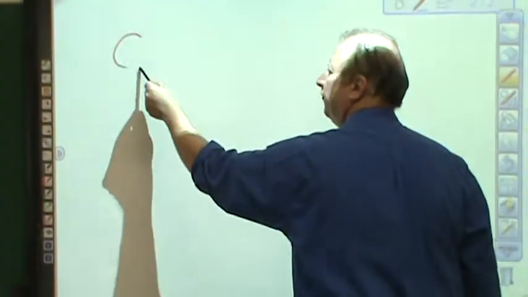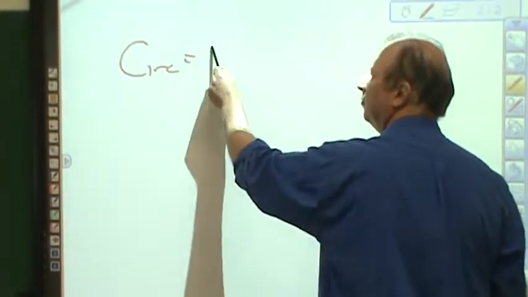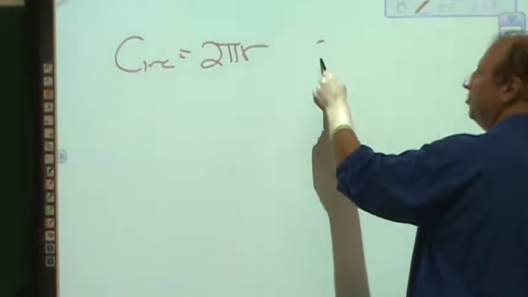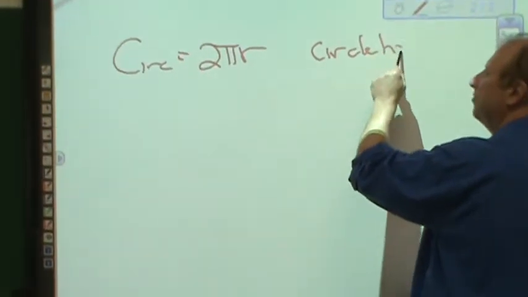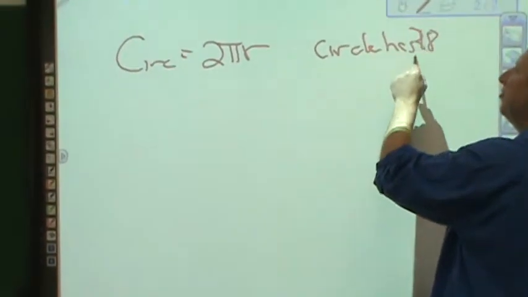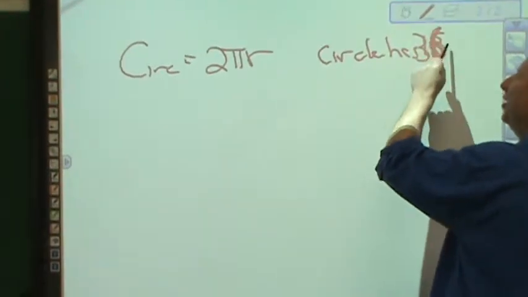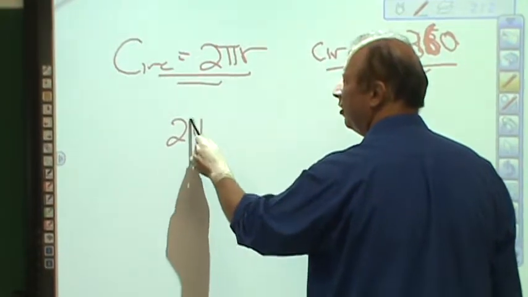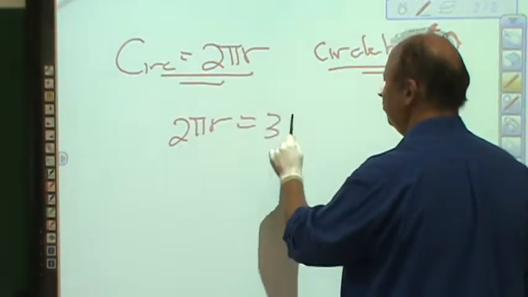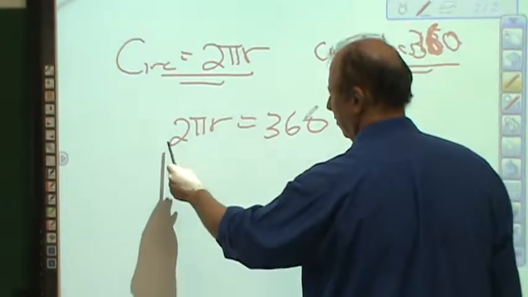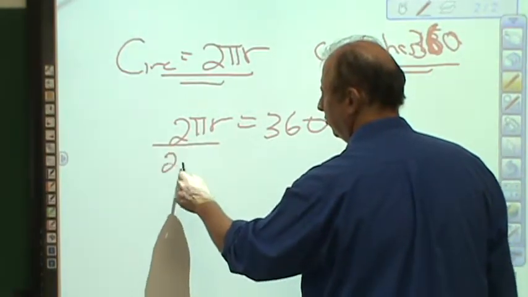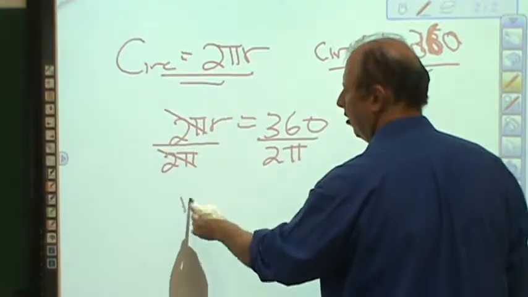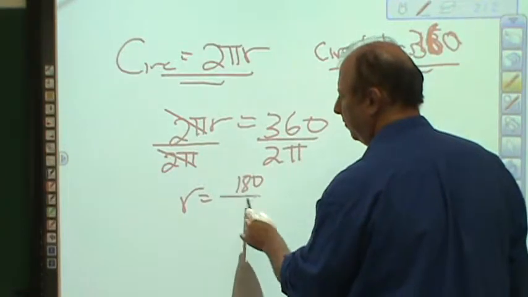We know the circumference of a circle is equal to 2 pi r. We know half a circle is 180 degrees, and a circle is 360 degrees. So what I can say really is 2 pi r is equal to 360. Divide both sides by 2 pi. So r is equal to 180 divided by pi.